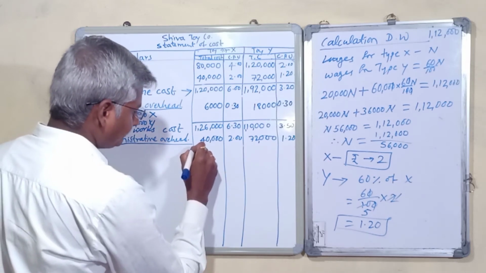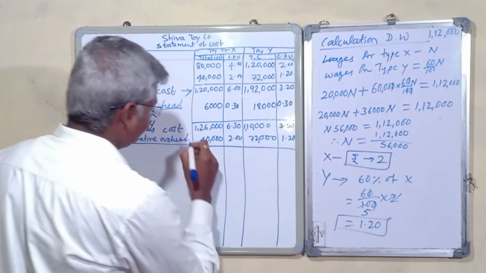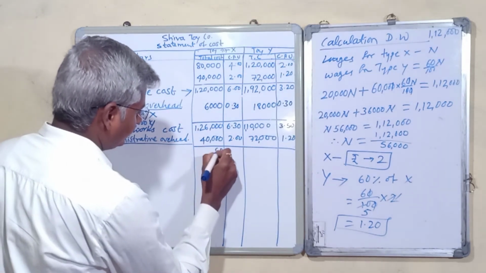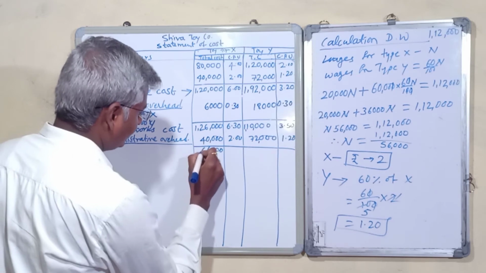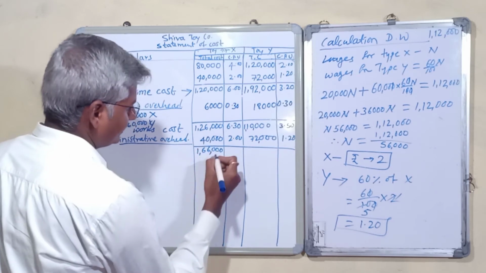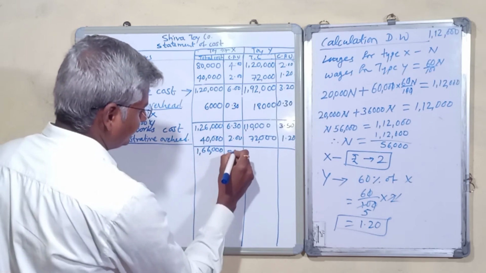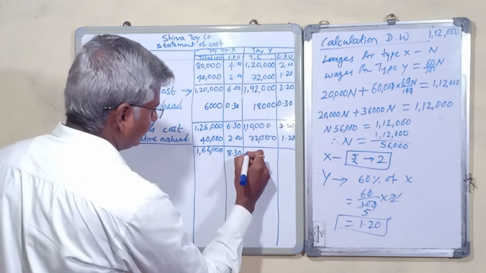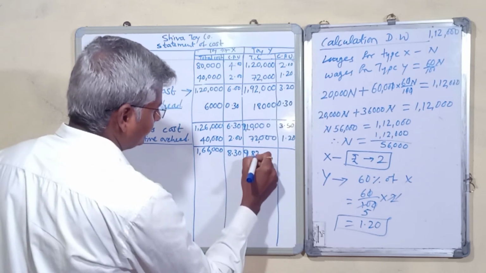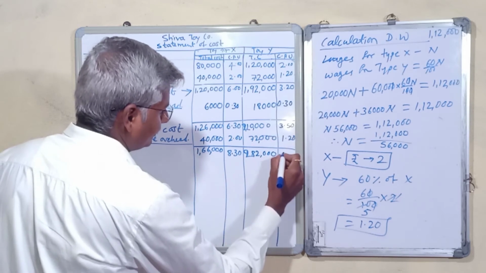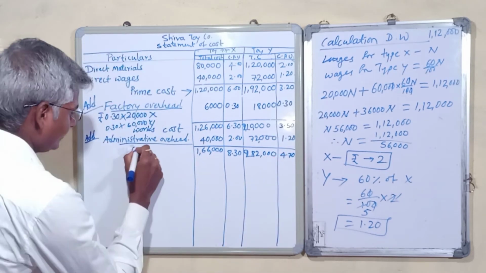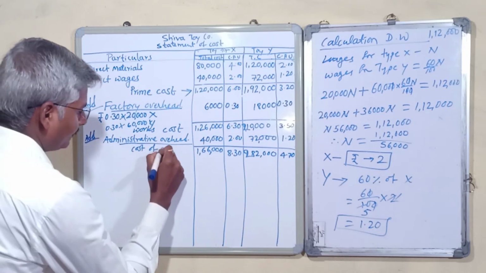Then we'll add it here. 4 plus 2 is 6, plus 1 is 1,66,000. This is 8 rupees 30 paisa, and 2,82,000. This is here 4.70 paisa. This is the cost of production.